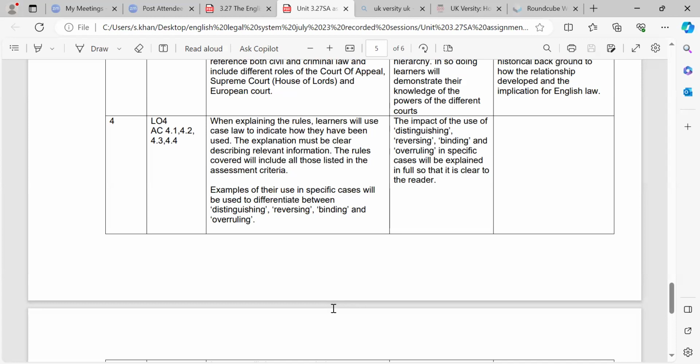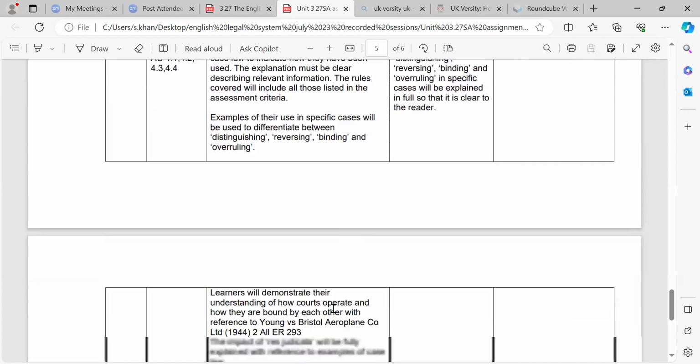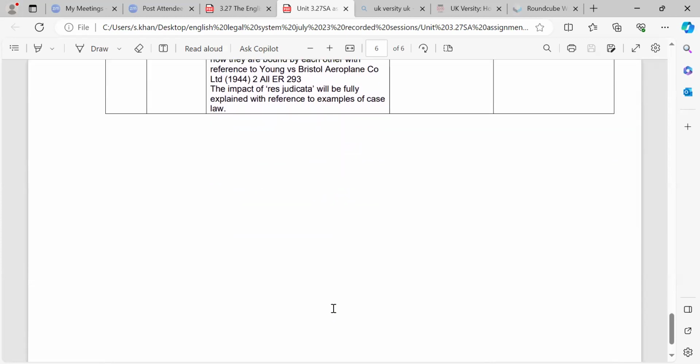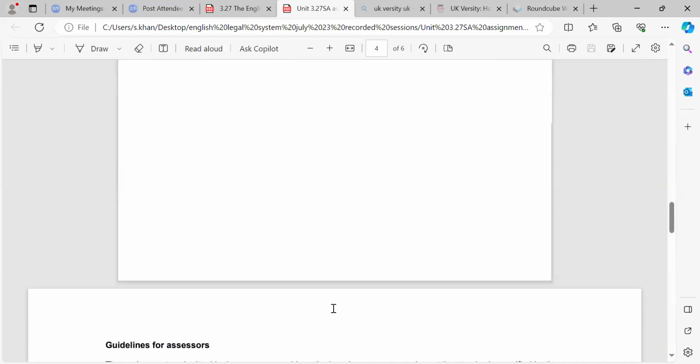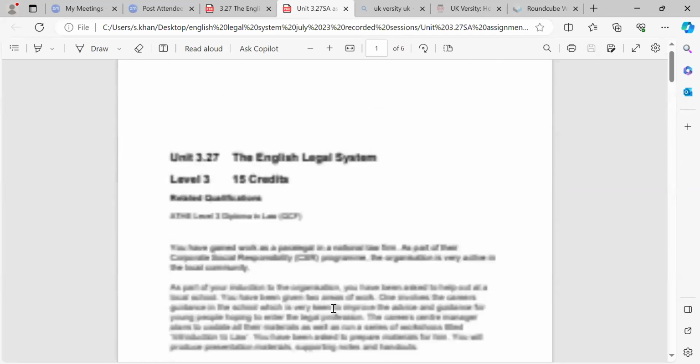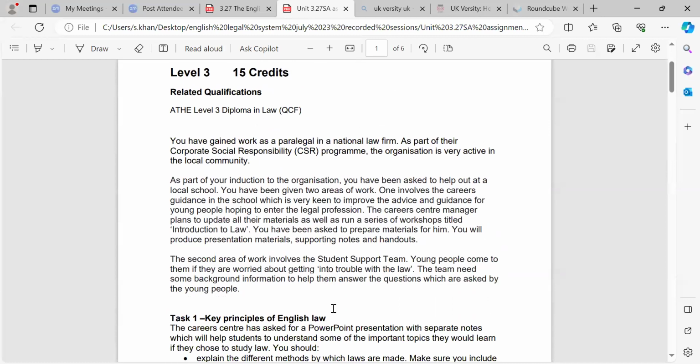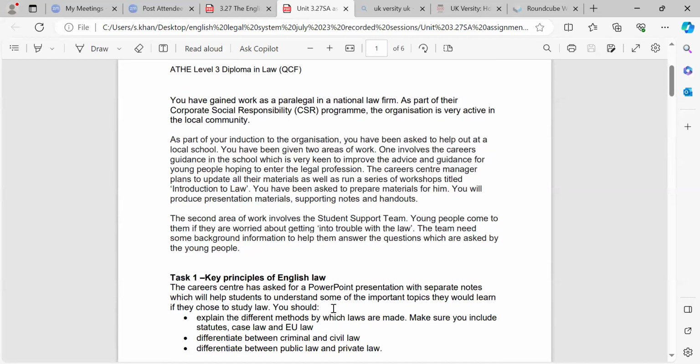Examples of their use in specific cases will be the differentiating between distinguishing, reversing, binding, and overruling, and the impact of the use of distinguishing, reversing, binding cases will be explained. So learners must demonstrate they understand how courts operate, that they are bound, so the impact of res judicata, and also need to look at cases. So this is the full session for a summary of all the learning outcomes and a discussion of the assignment in regards to the learning outcomes.